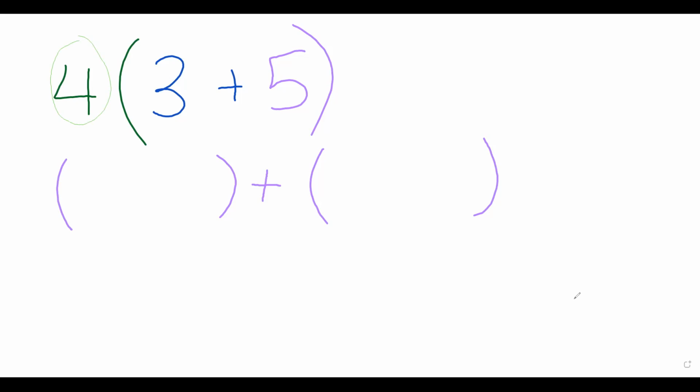Here, outside the brackets, 4. This number, because it's outside the brackets, I will put it 2 times: 1 inside this one, the first bracket, and 1 inside the second bracket. This 4, it's outside the bracket. It's so sad. To make it happy, I will repeat it 2 times, 1 in the first bracket and 1 in the second bracket.